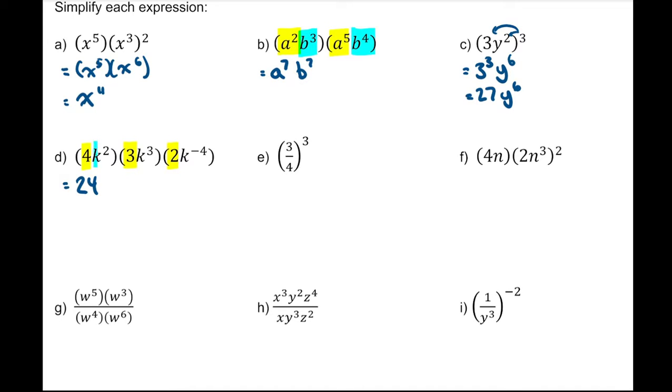And secondly, I'm going to focus on the powers with the base k. Because I'm multiplying them, I have to add the exponents. This becomes k to the power of 2 plus 3 is 5, minus 4 is 1. Or I can just write it as 24k. I don't need to show the exponent 1 because if we don't see an exponent, we assume that it's 1.